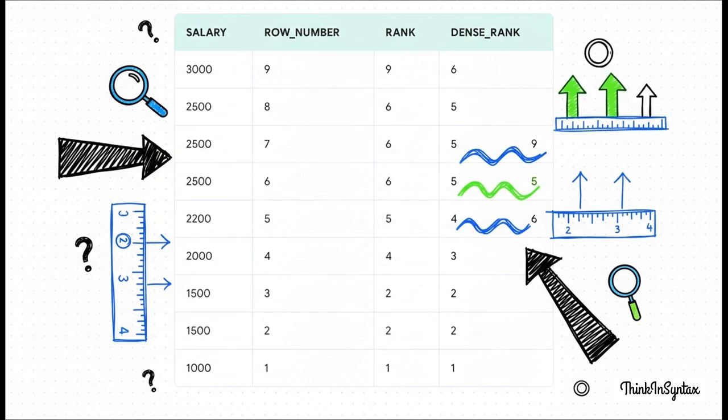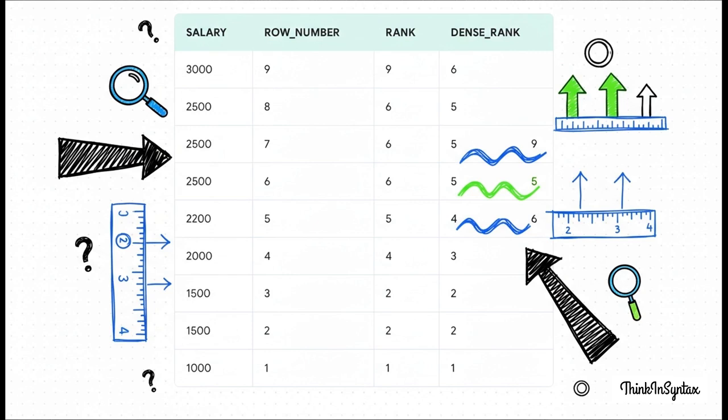Now, focus on the salary of 1,500. See how there are two of them? Both rank and dense rank correctly give them a rank of 2. But look what happens at the next salary, 2,000. Rank jumps to 4. It skips rank 3 entirely because 2 rows were tied for second place.